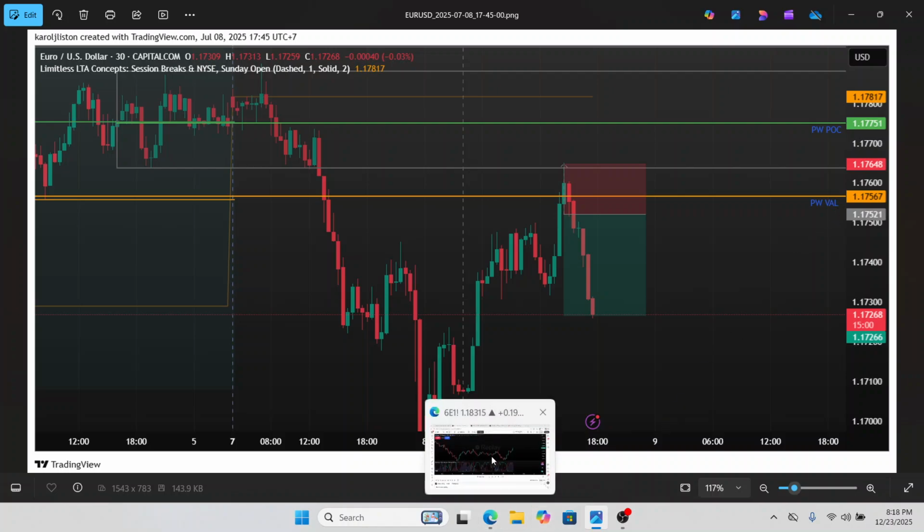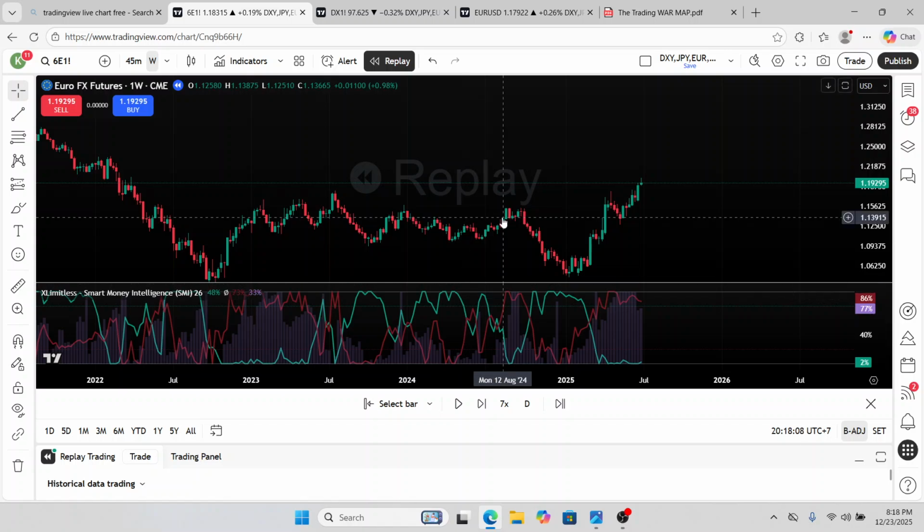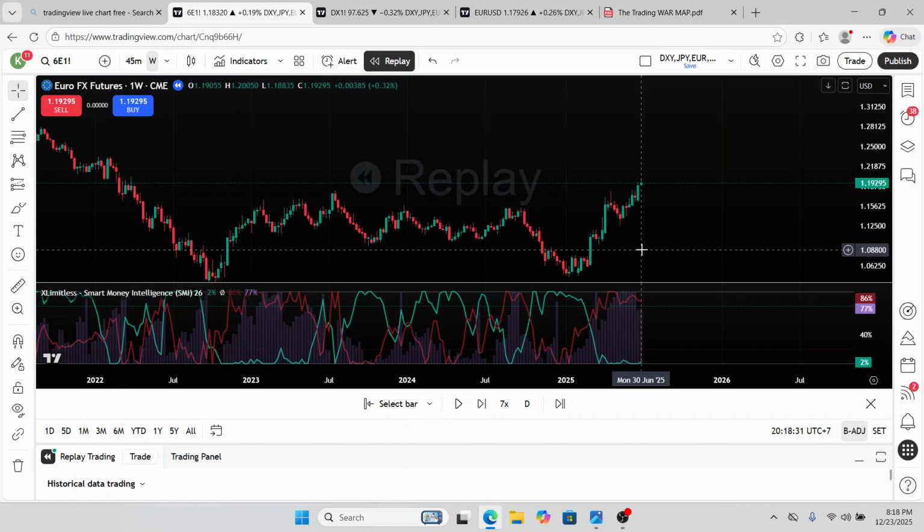So first off, I want to talk about the fundamentals that brought me to this trade. You can see for the euro that the commercials are green, and retail is red. Retail are still at bullish extreme and commercials are still at bearish extreme. And it's been like this for quite some time, and price has still been going up.